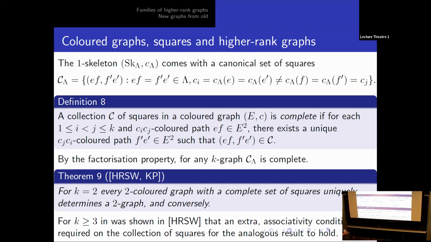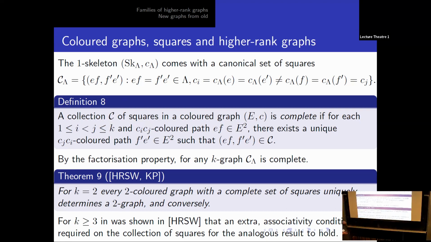And the result by HRSW, so that's Hazlewood, Raeburn, Sims, Webster, thank you, tells us that for K equals 2, every 2-colored graph with a complete set of squares uniquely determines a 2-graph. Now I should give myself a little bit of credit. Alex and I wrote down an argument, but I think these guys did a much better job.